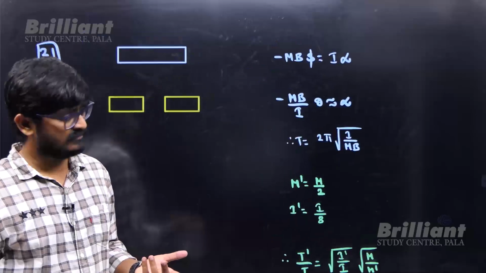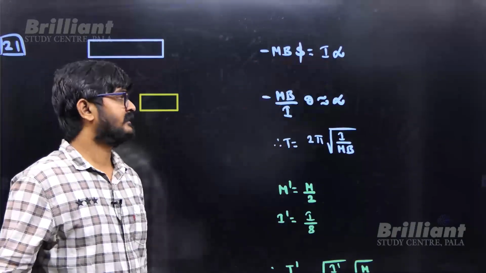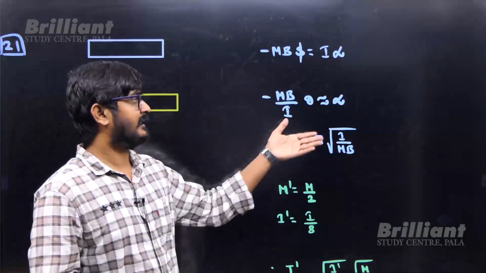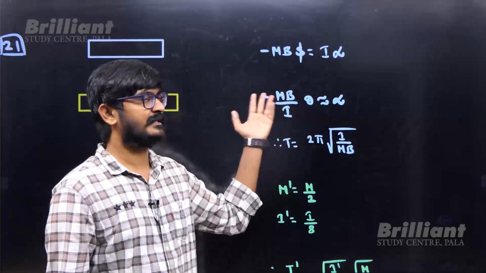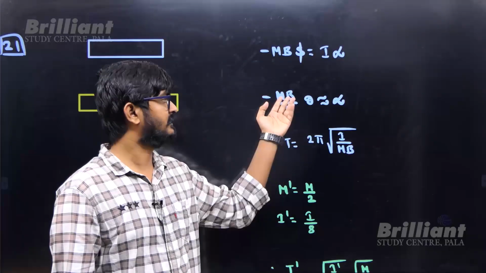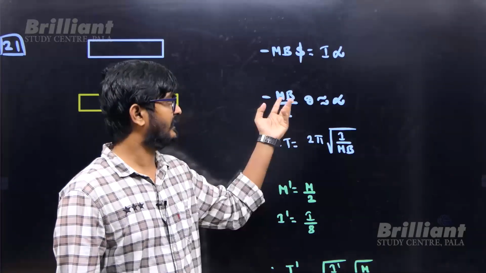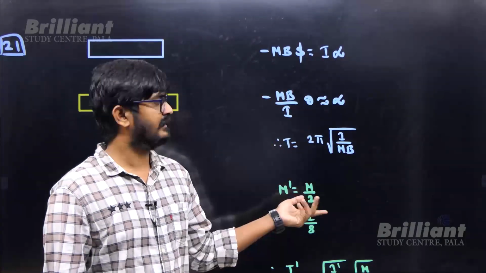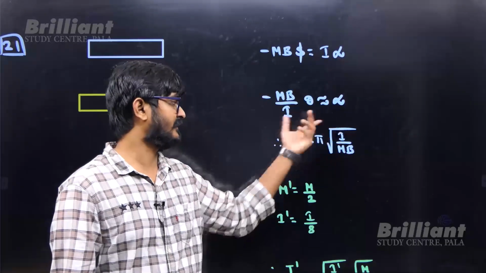You know torque equals I alpha, this is what you will be applying, right? Torque equals I alpha, where alpha is proportional to theta but in the opposite direction. It is like SHM, so the time period will be T equals 2 pi by omega. Omega is root of MB by I. When you substitute, you will get this one. So the time period is this much.